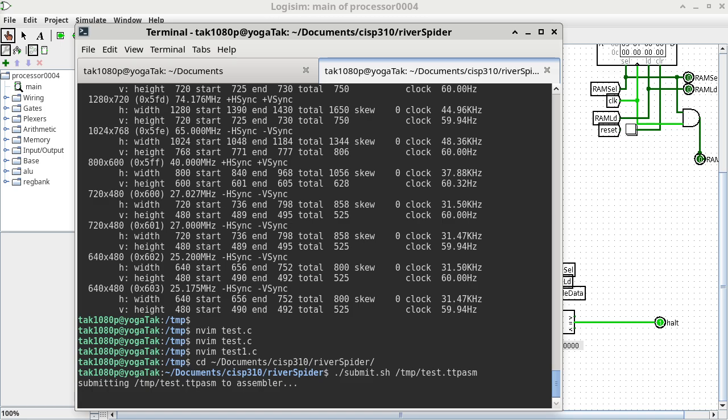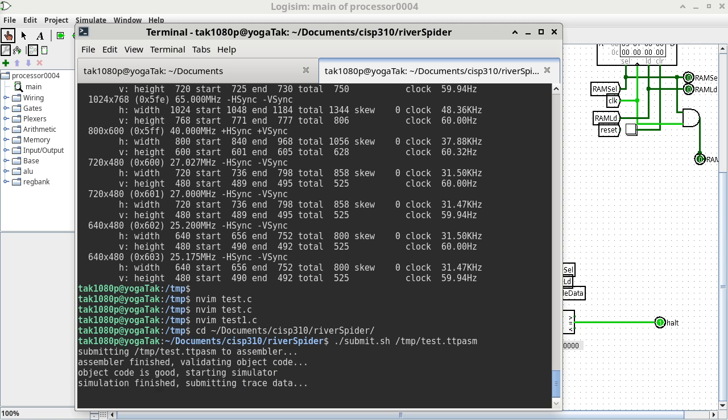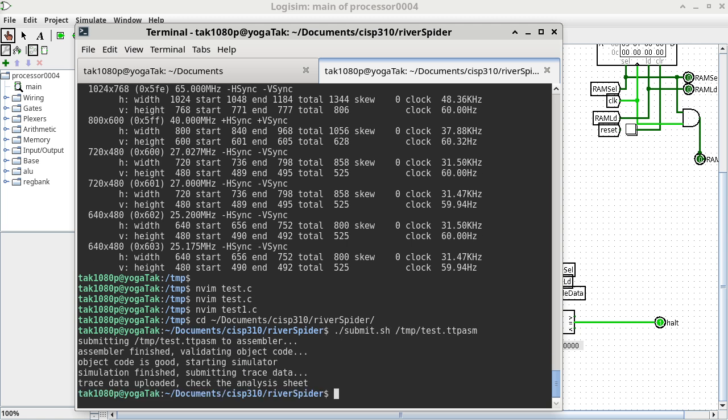It takes a little bit of time because it's using the web interface of the script that we talked about. In Google Apps Script terms, it's called a web app. So it's making a connection to the web app. Okay, there we go. It will even give you some minimal feedback: assembly is done, object code is good, simulation is now done, and then the trace data is now uploaded.